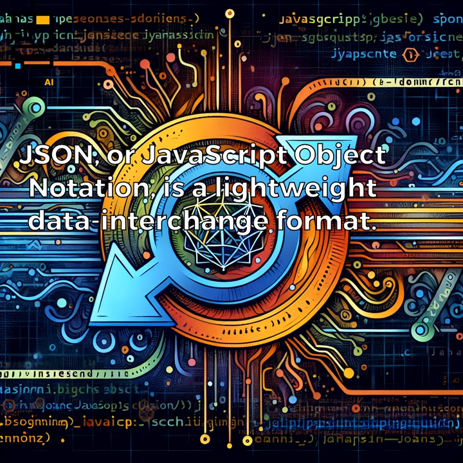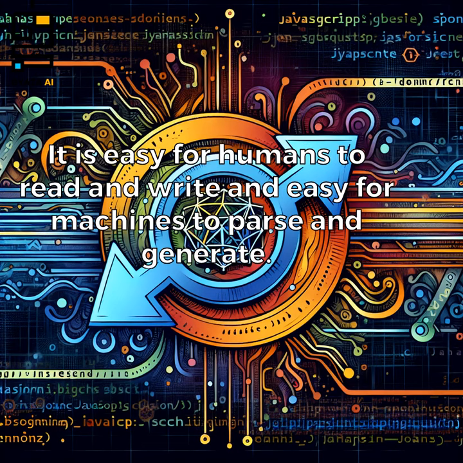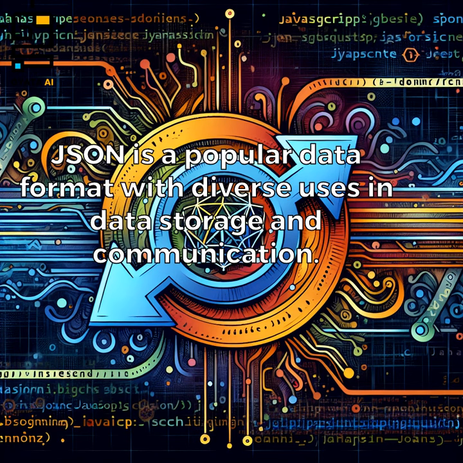Introduction: JSON, or JavaScript Object Notation, is a lightweight data interchange format. It is easy for humans to read and write, and easy for machines to parse and generate. JSON is a popular data format with diverse uses in data storage and communication.